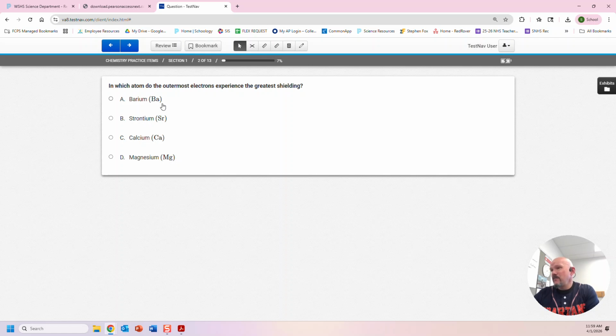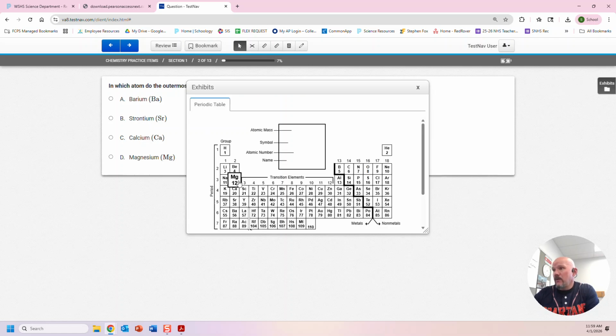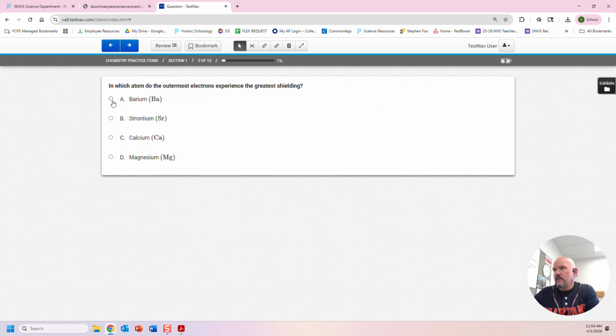If we recognize we got barium, strontium, calcium, magnesium, they're all second group metals, right? Alkaline earth metals. So here, magnesium, calcium, strontium, barium. What's the one that's furthest down? It's the barium. So barium has 6 energy levels, right? So it's going to have more shielding. So barium would have the greatest shielding. And in this scenario, magnesium would have the least shielding of these 4 elements.